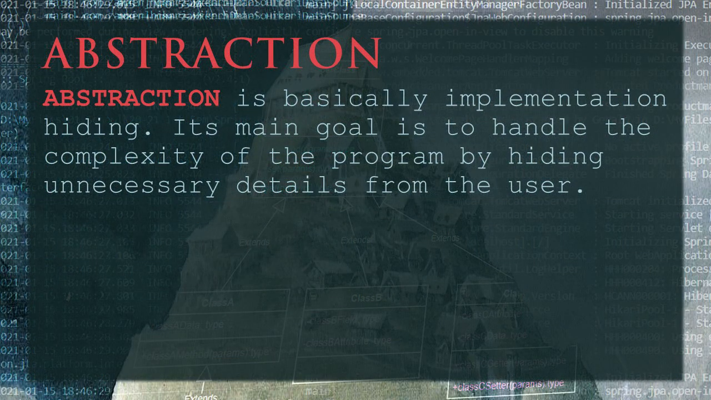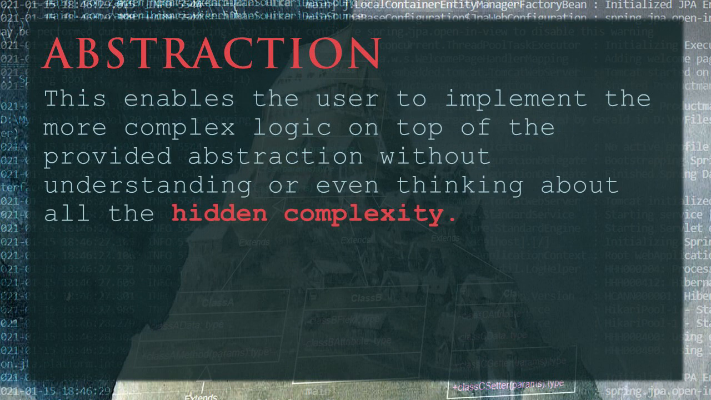Abstraction is basically implementation hiding. Its main goal is to handle the complexity of the program by hiding the unnecessary details from the user. This enables the user to implement the more complex logic on top of the provided abstraction without understanding or even thinking about all the hidden complexity.